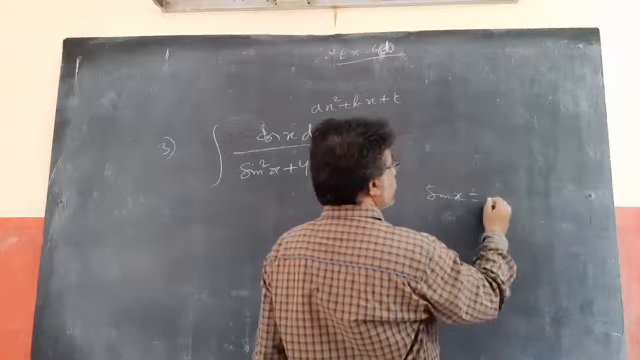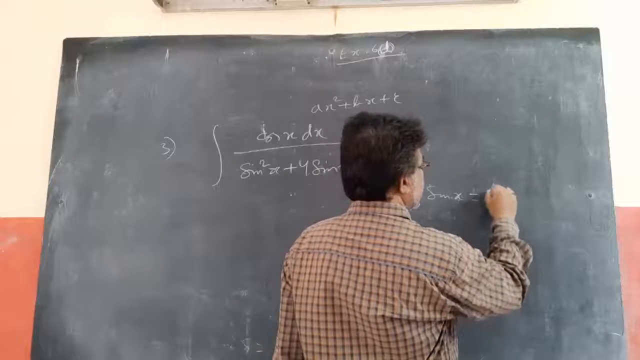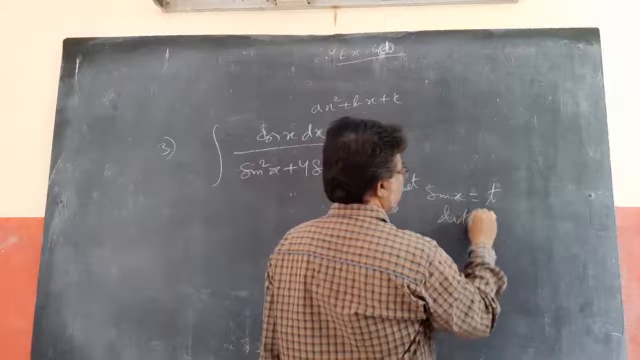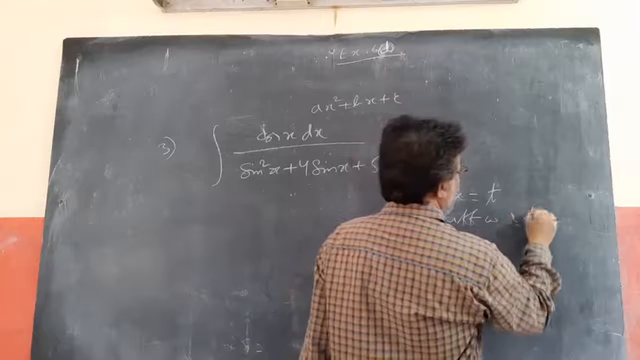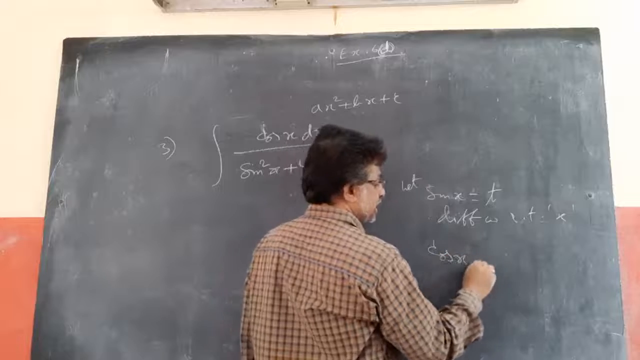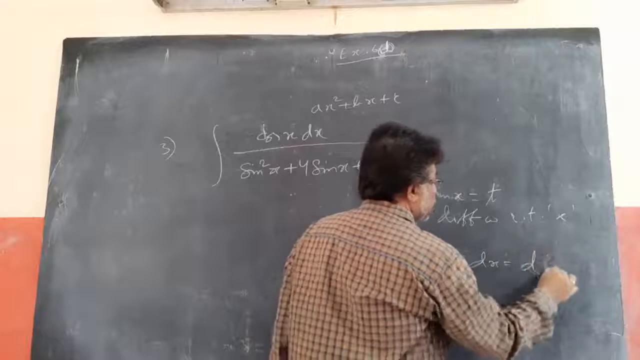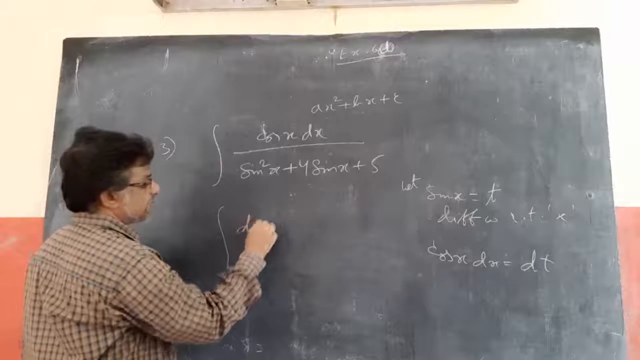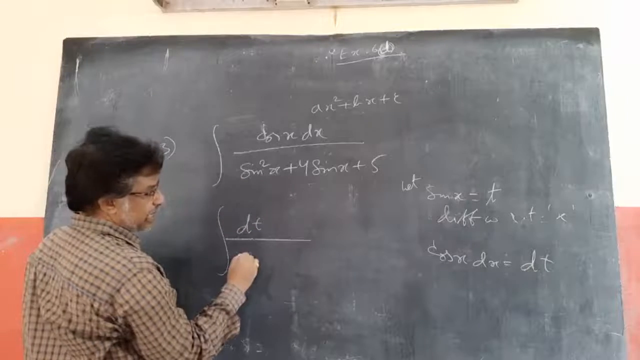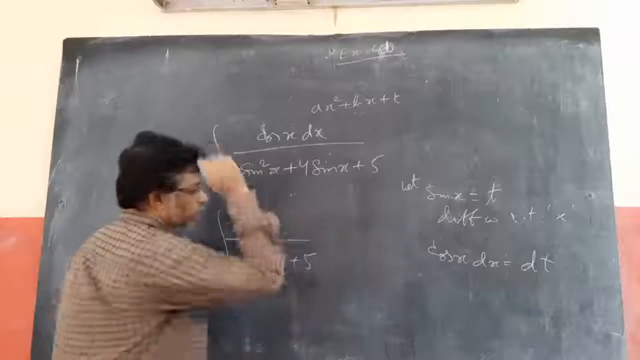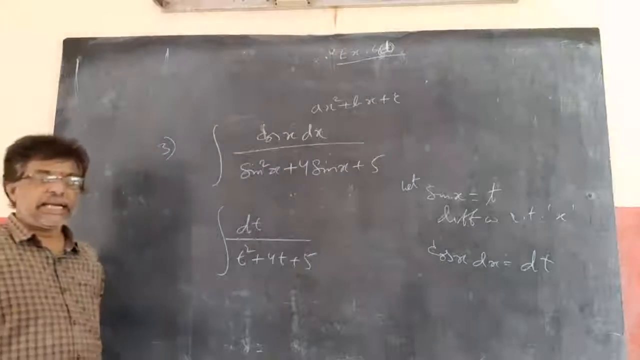Substitution along with the factorization method. So let sin x equal to t. What is the derivative of sin x with respect to x? We know that it is cos x. So cos x dx equal to dt. So instead of cos x dx, I can write dt by t square plus 4t plus 5.